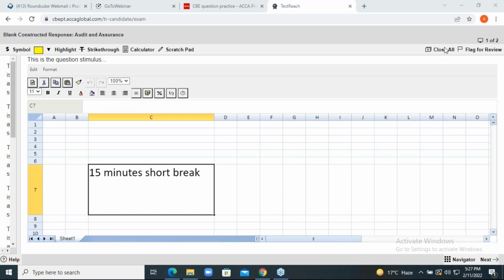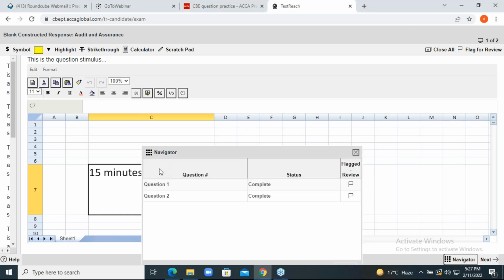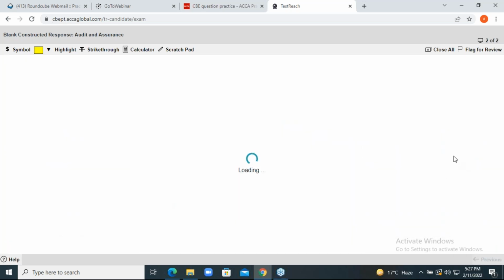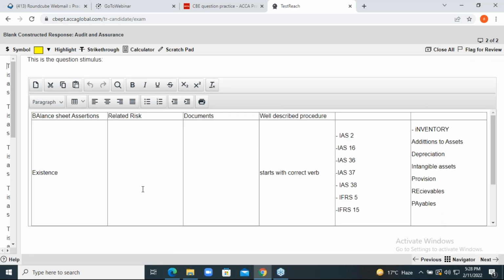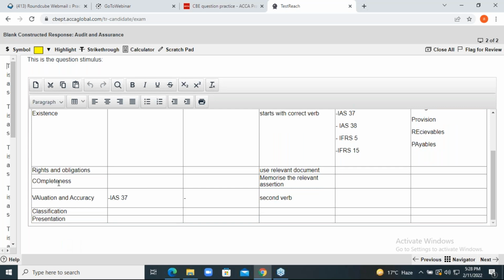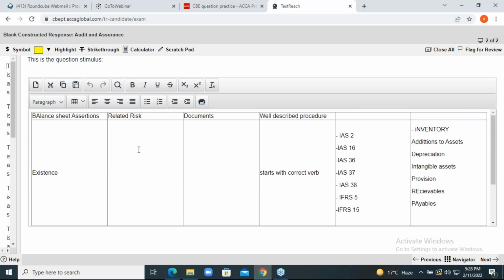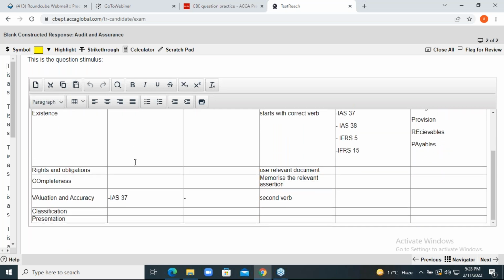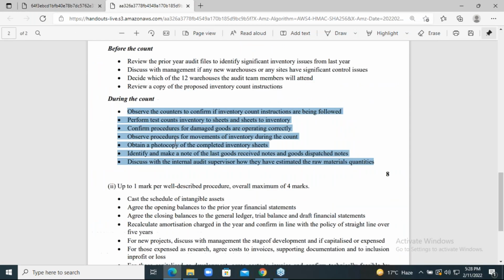So hello everyone, we are back after the 15 minute short break. Let's resume our discussion. We were having a discussion regarding how to tackle procedure questions. Now let's move forward and go back to this question.